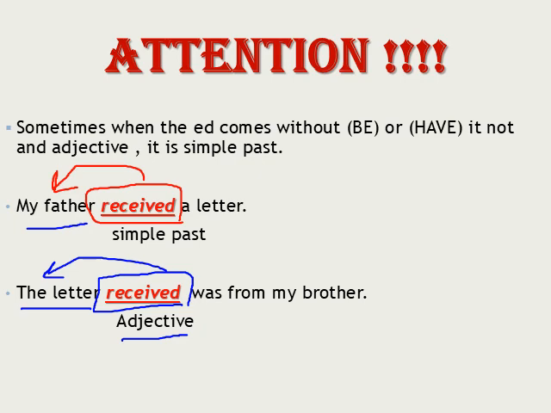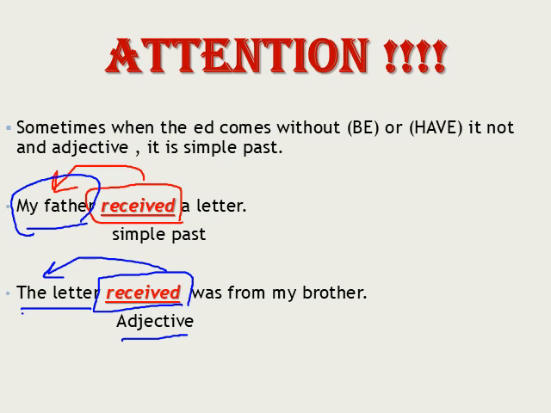Or if you wish, if the subject is the thing upon which the action happened, it is an adjective. For this, the letter here receives the action. "The letter received was from my brother." So the letter here received the action, so "received" is the adjective describing the letter. While look at the first sentence: "My father received the letter." My father, the subject, is the one who did the action. My father is the one who received, so the action is done by my father.